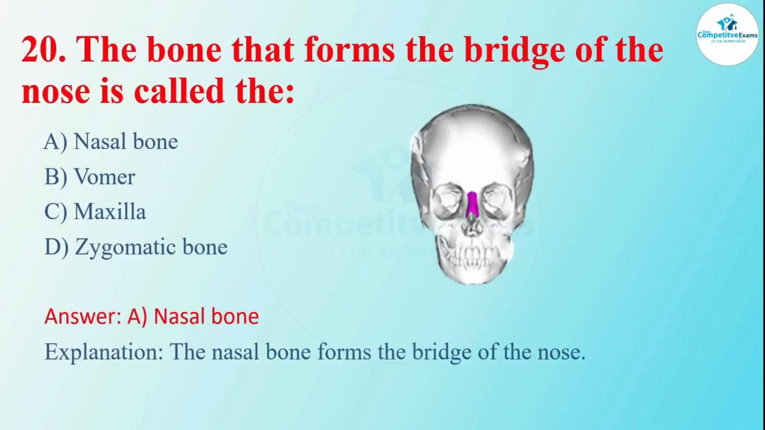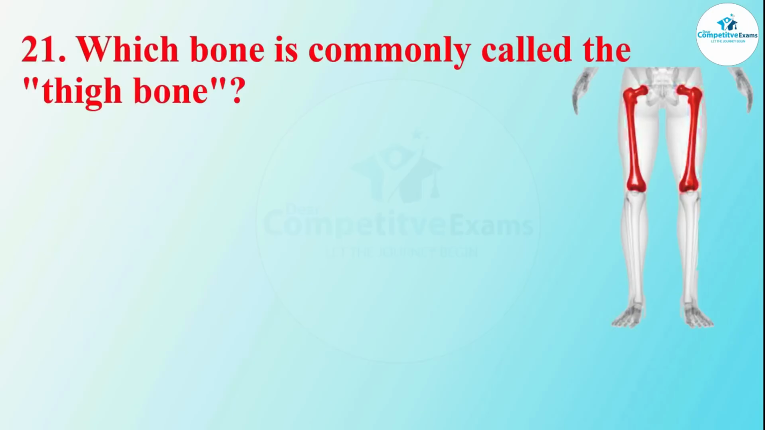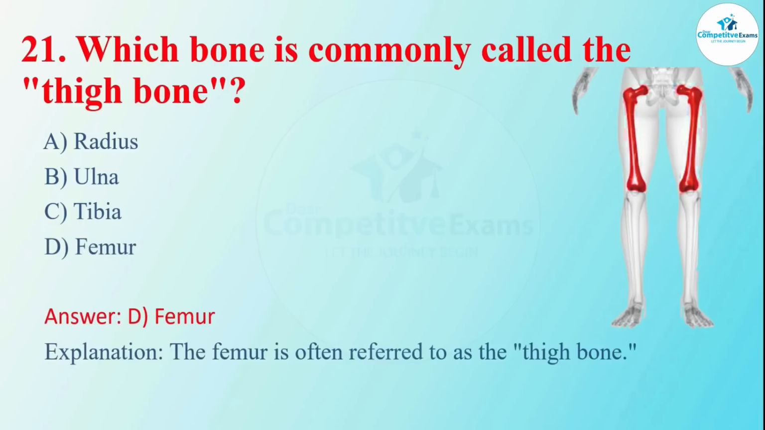Okay, let's move on to question number 21. Which bone is commonly called the thigh bone? So which bone is known as the thigh bone, and what is the name of that? The options are radius, ulna, tibia, and femur. The answer is femur.